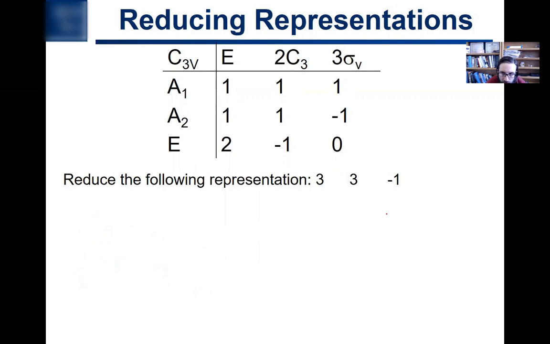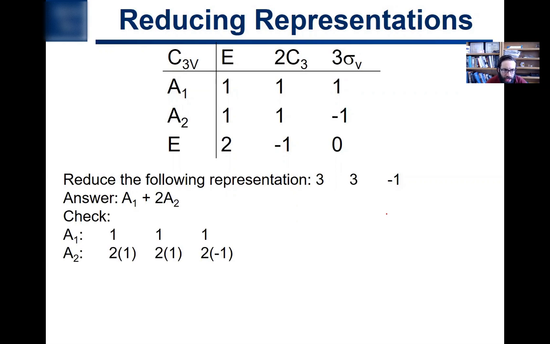We can do some more practice on reducing representations using this guess and check method. So what about this one? 3, 3, and negative 1. The answer is A1 plus 2A2, okay? Just so you can see how that works, how would we check this? We'd write down A1, and then we'd write down A2 multiplied by 2, because we found out by guessing and checking it was 2 times. If you add these, you get 3, 3, and negative 1, which is what we started with.